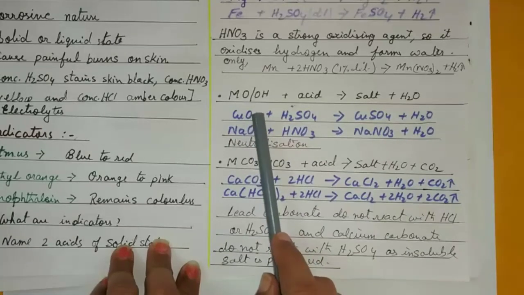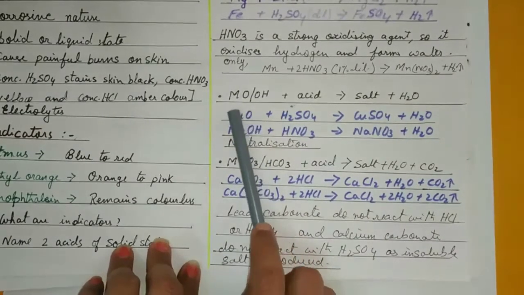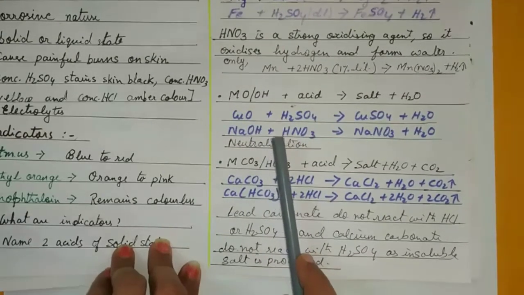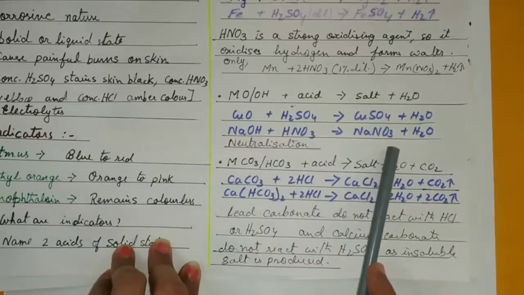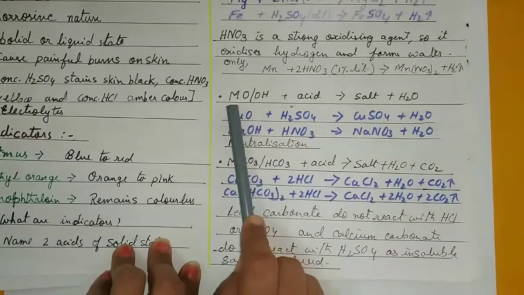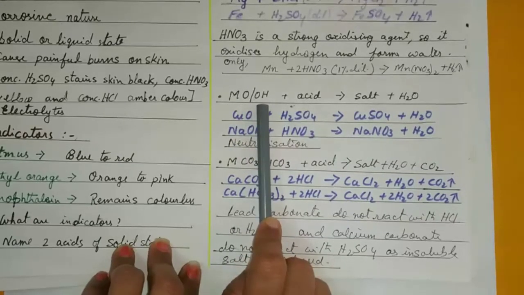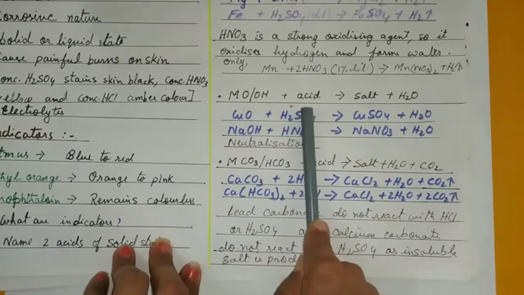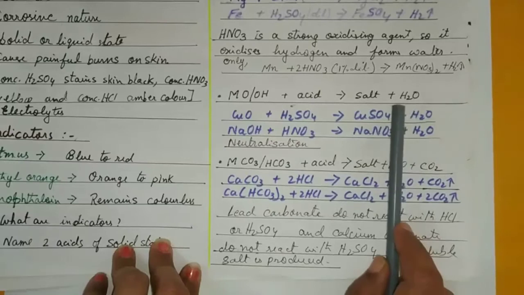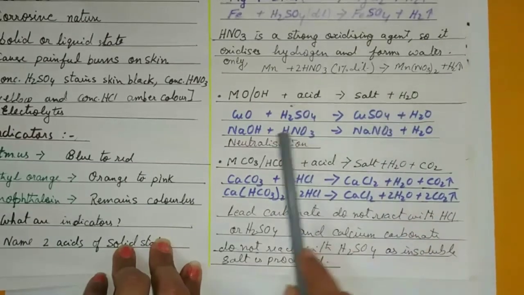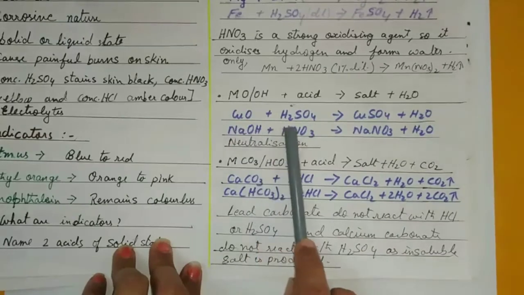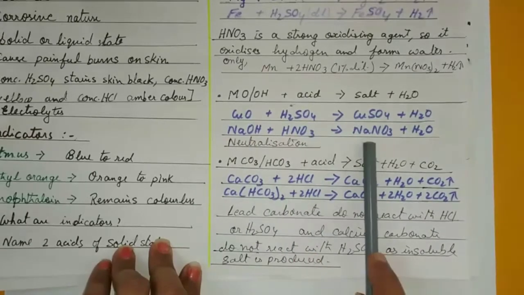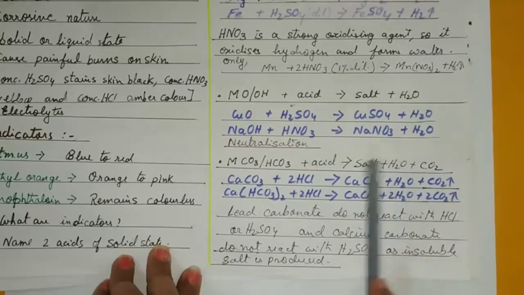Then we talk about the neutralization reaction, because a base is a metallic oxide or a hydroxide, and about bases I am going to talk in detail, property and preparation, in my upcoming next video. So metallic oxide or a metallic hydroxide is a base. Now this metallic oxide or a metallic hydroxide with a dilute acid will give you salt and water, which is the definition of neutralization reaction. I have taken only 2 reactions here. Copper oxide with sulfuric acid gives you copper sulfate and water. Sodium hydroxide and nitric acid will give you sodium nitrate and water.